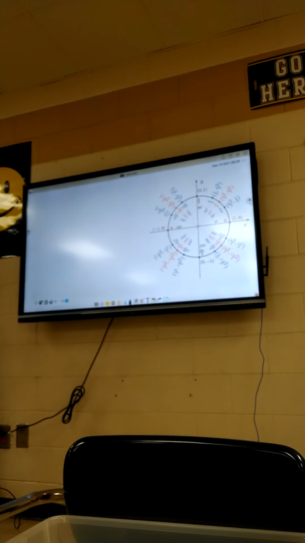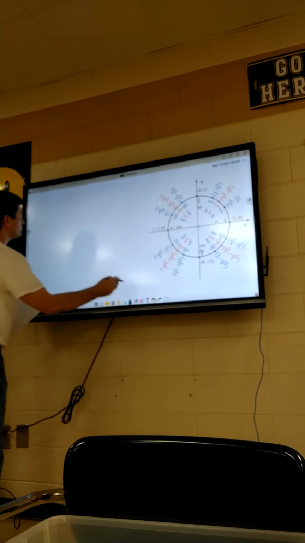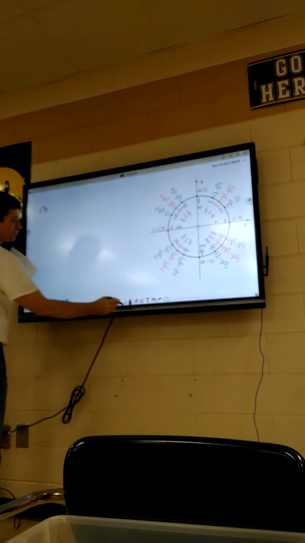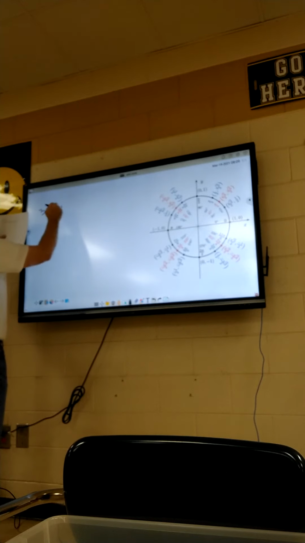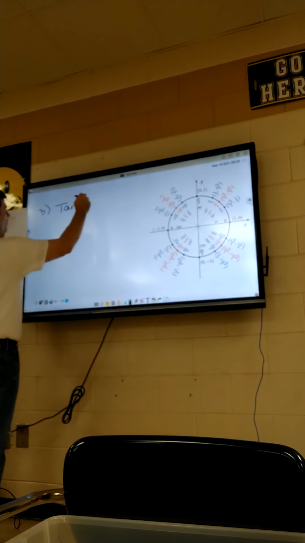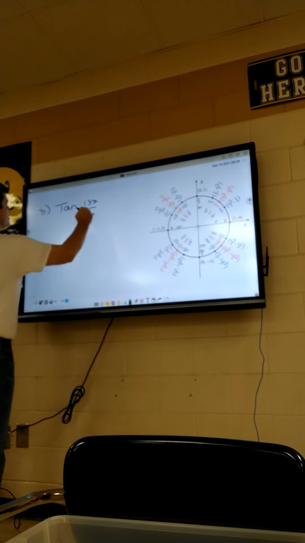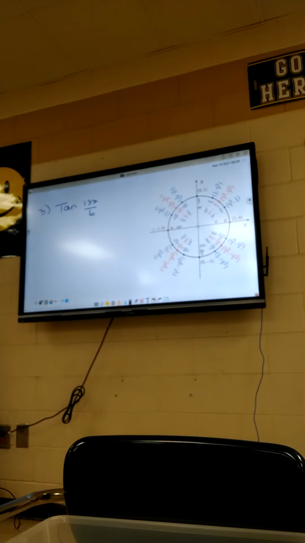All right, let's do one that's a little bit hard. Let's do number 3. Number 3 says tangent of 13 pi over 6. What's wrong with that problem, guys? Something's wrong with it. 13 pi over 6 is not on there. So what do we do when it's not on there?